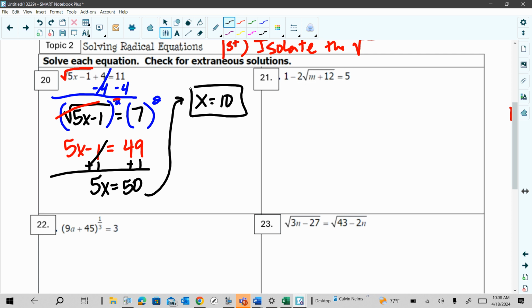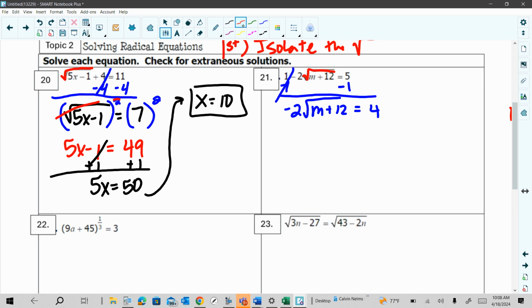So on 21, the square root is over the m plus 12. So to isolate that, we first need to get rid of this 1. That's going to leave me with a negative 2 root m plus 12 is equal to 4.